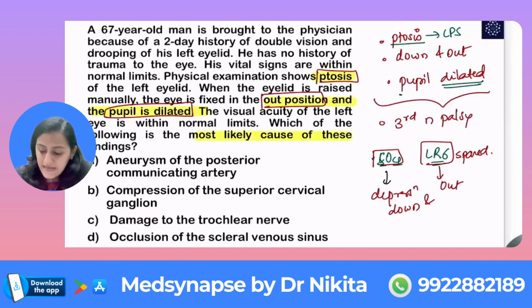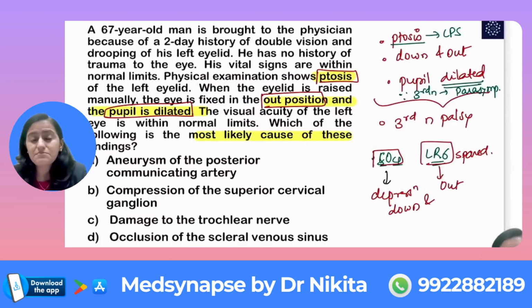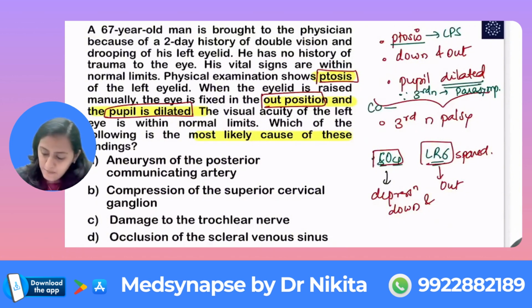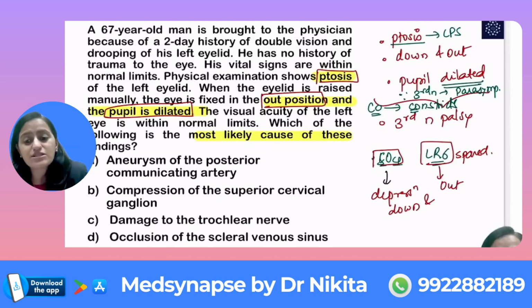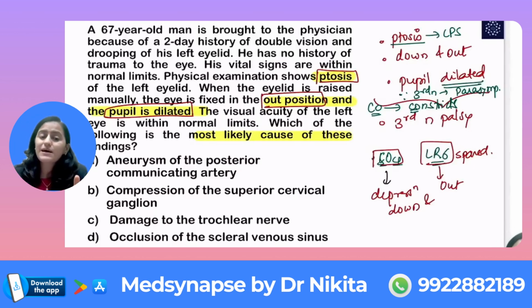Why is the pupil dilated? Because the third nerve is a parasympathetic nerve, right? 3, 7, 9, 10 cranial nerves are parasympathetic nerves, and parasympathetic, remember cholinergic, very, very important mnemonic again, cholinergic constricts the pupil. Okay, cholinergic constricts the pupil. So that is why there is no pupil constriction happening, and that is why there is pupil dilatation.